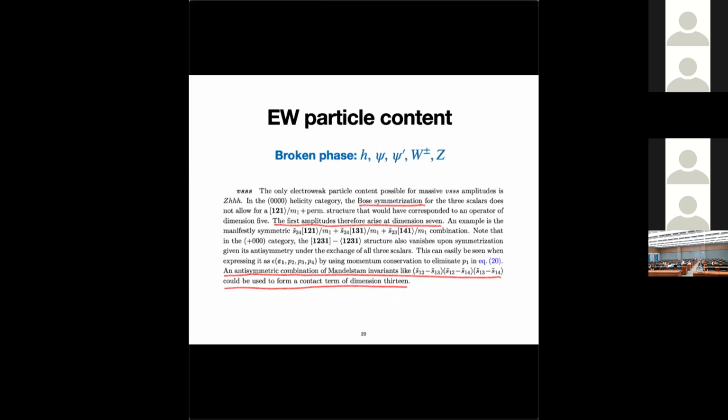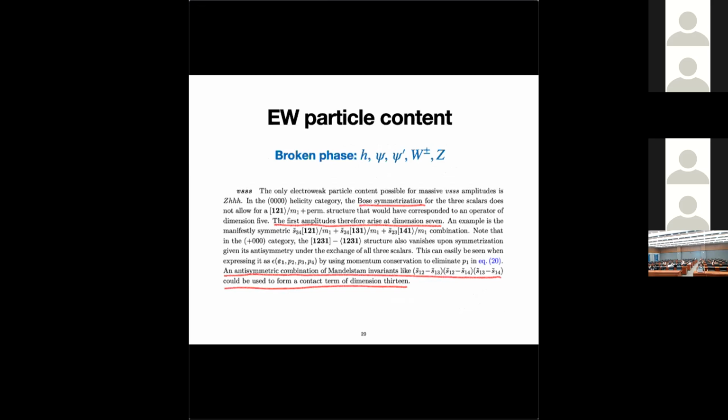Now, the contact terms that we present are completely general. And in the paper, we also discussed the structure for the electroweak particle content. I'm just showing you one example here. This is the VSSS case, which corresponds to the Z and 3 Higgs amplitude.